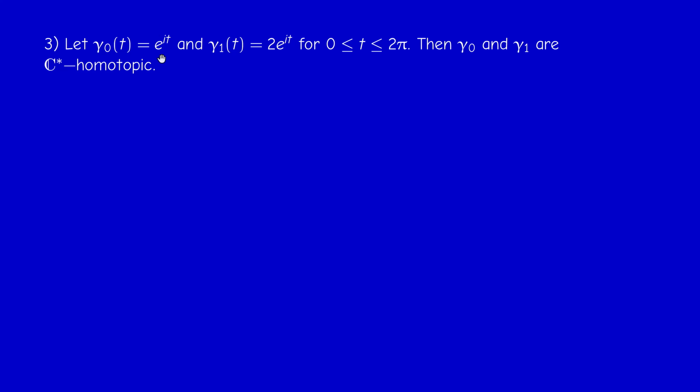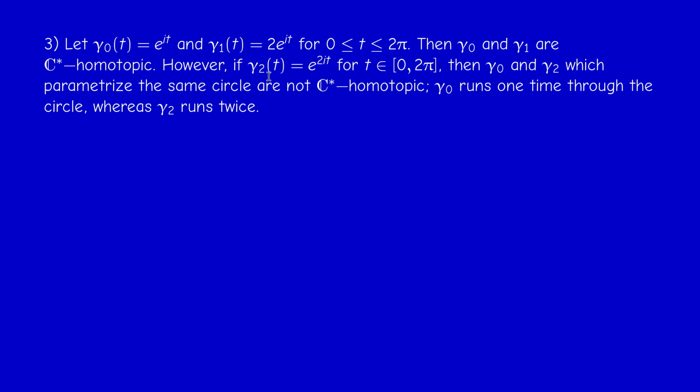So the straight line homotopy connects these two loops in C star. However, if I take gamma 2 to be e^(2it), which means this is the same circle but traveled twice, is gamma 0 C star homotopic to gamma 2? No, because gamma 0 winds one time around 0, whereas gamma 2 winds twice. So we see intuitively that we cannot deform gamma 0 into gamma 2 without touching 0, without passing through 0. So they are C homotopic, but not C star homotopic. And I will give a rigorous proof later.